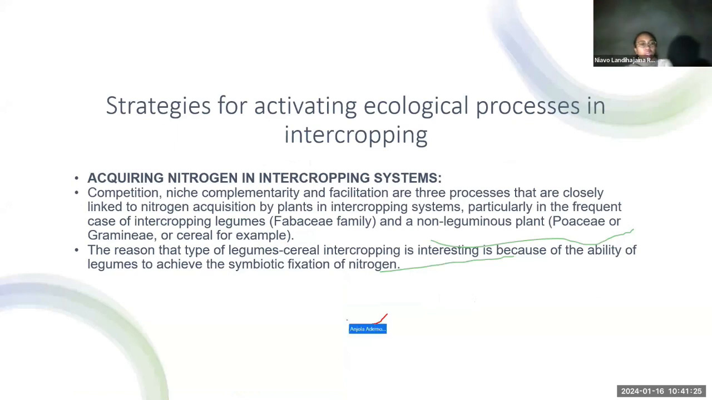So, what are the strategies for activating ecological processes in intercropping? We can acquire nitrogen in intercropping systems. It means that the farmer will plant crops which are linked to nitrogen, particularly in the frequent case of intercropping legumes like the Fabaceae family and non-leguminous plants like Poaceae or Gramineae, or cereals, for example. The reason that this type of legume-cereal intercropping is interesting is because of the ability of legumes to achieve symbiotic fixation of nitrogen.